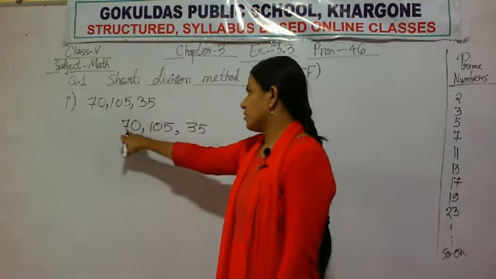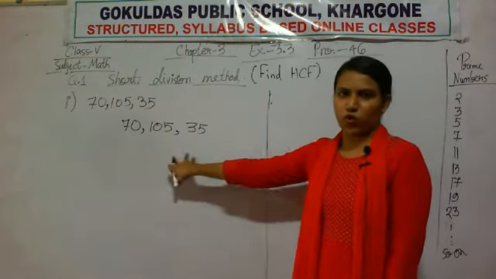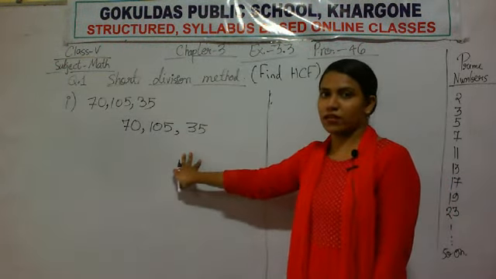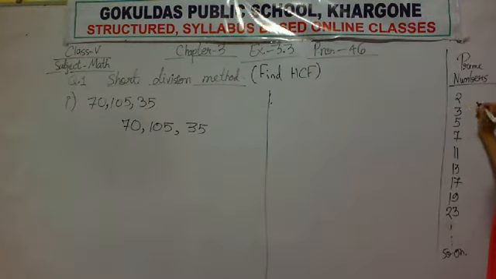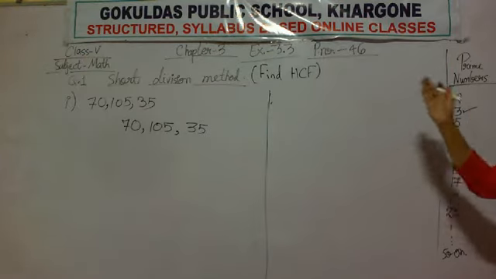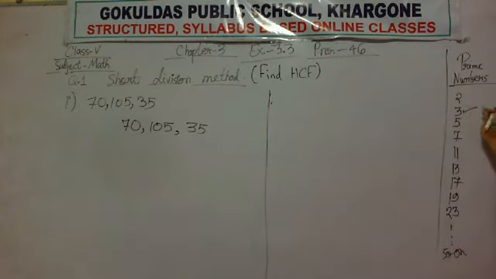So here one is even and two are odd. So we cannot divide them by the smallest prime number, right? So let us check with the next prime number, that is 3. So we cannot divide 70 by 3. We cannot divide 70 exactly by 3. So let us move to the next prime number, that is 5.